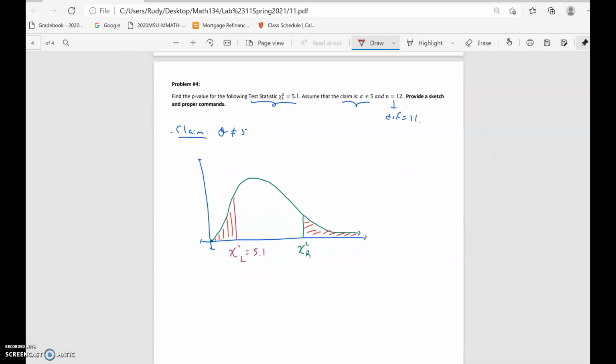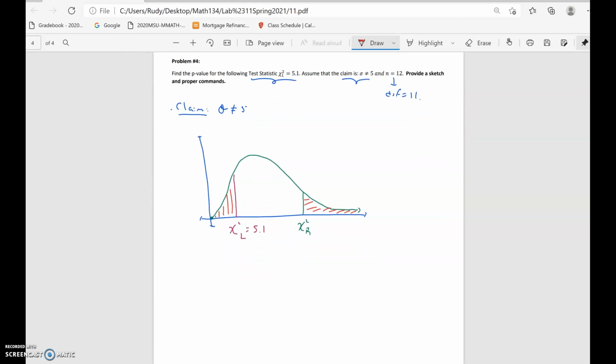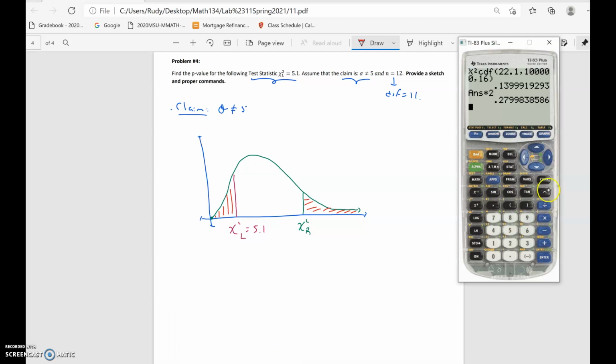Okay, so because we have a two-tailed test, we're going to have to do once again a multiplication of 2. So let me run the code first. In this case, it'll be again the chi-square CDF. This one's going to start at 0, since you're looking at your lower bound of 0, comma, and it's going to go up to 5.1 with a total of 11 degrees of freedom.